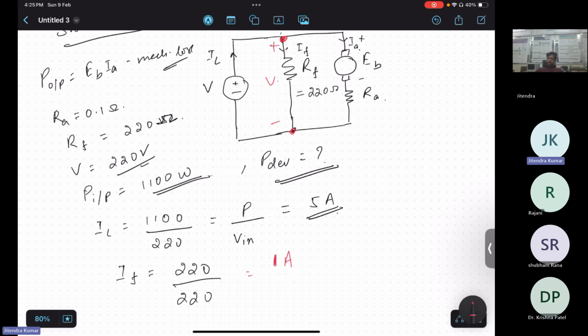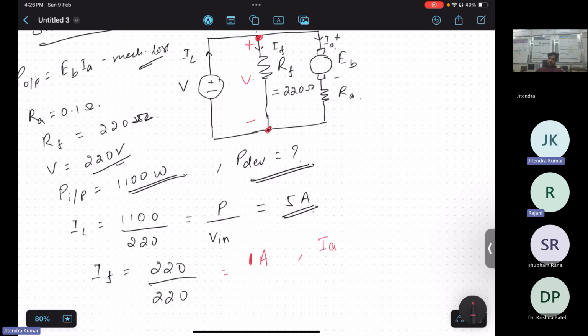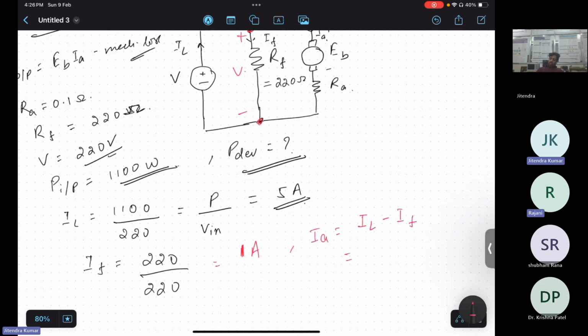Once we have calculated IF, can we calculate IA now? Yes, IL is equal to IA plus IF. You are correct. So IA will be equal to IL minus IF, isn't it? The current coming out of the supply, a portion of that will go to the field and create the field flux, and that will link to this armature. So IA will be 5 minus 1, so that will be 4 amps. Okay, so we have calculated IA.